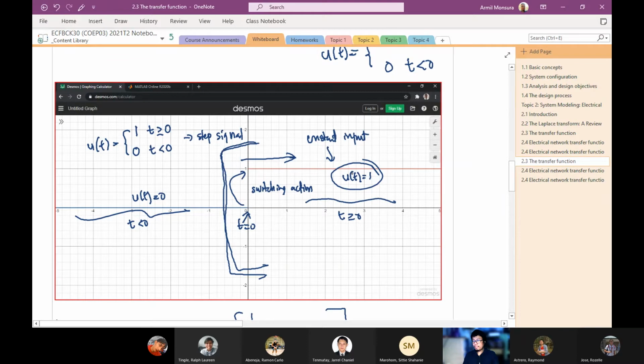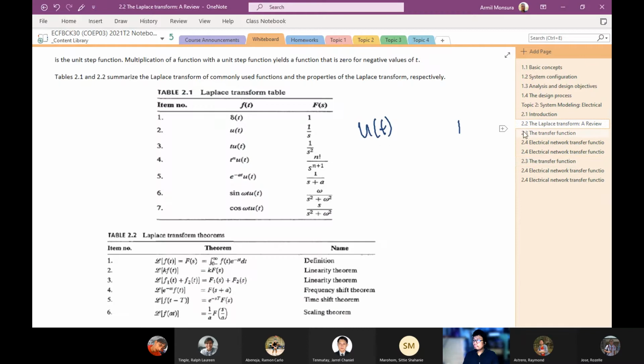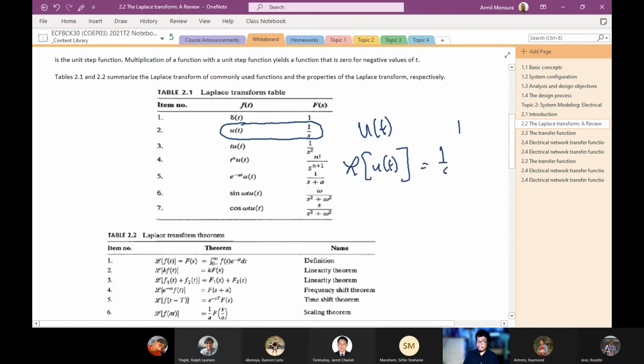So if we look carefully at our table, the Laplace transform of u(t) is 1 over s. The Laplace transform of u(t) is 1 over s, and so is the Laplace transform of 1, which is also 1 over s, since essentially the two are equal.